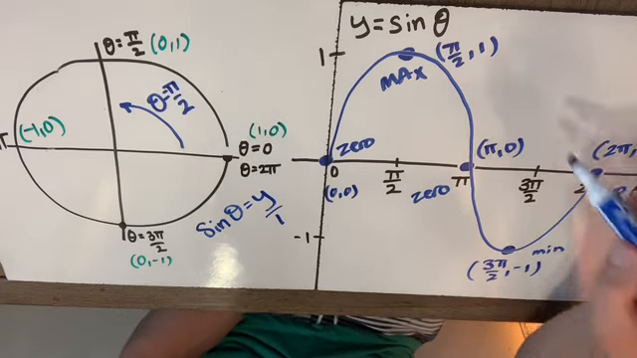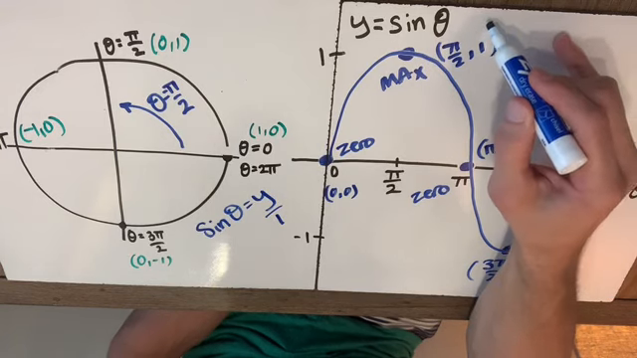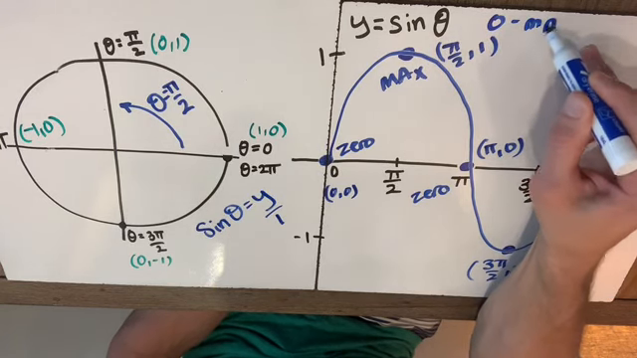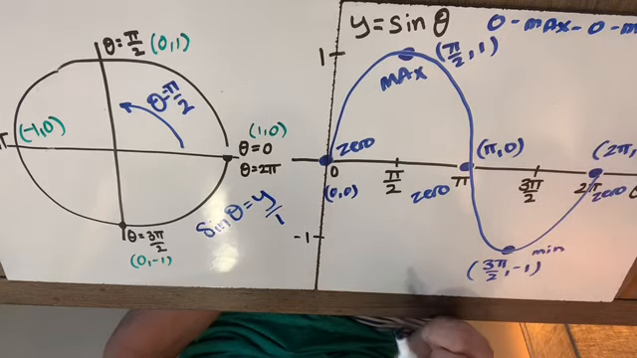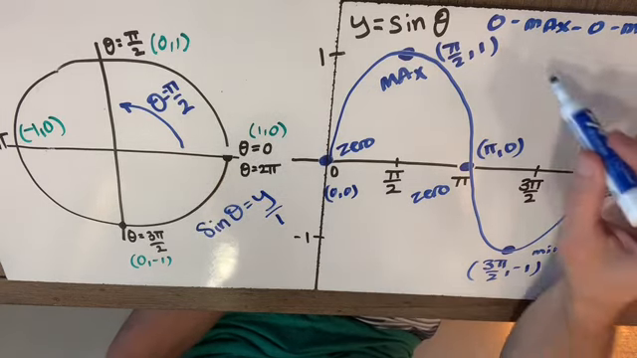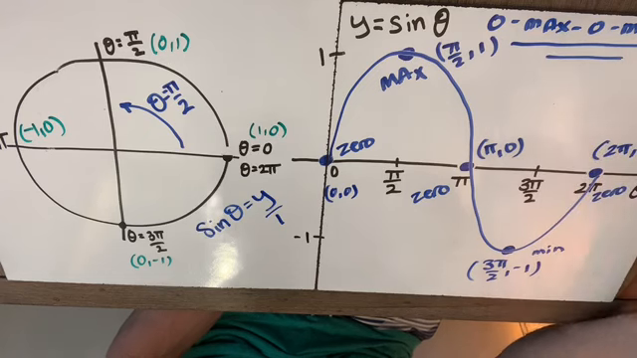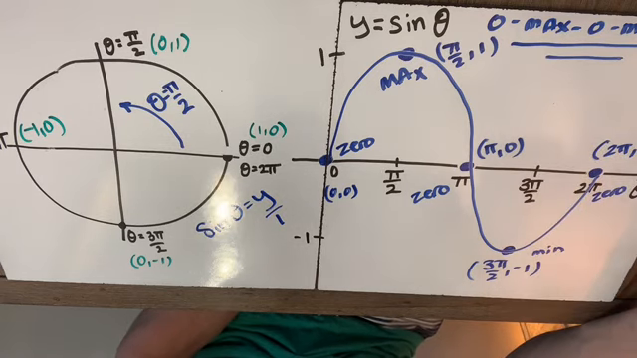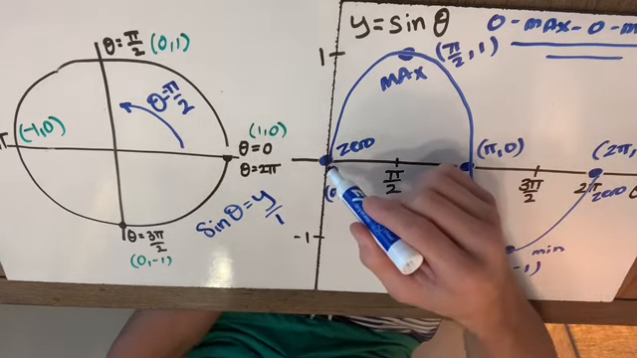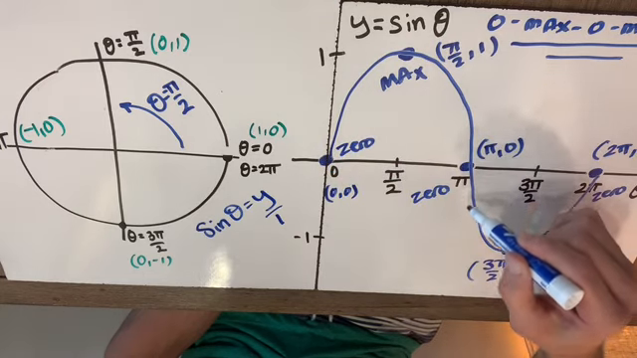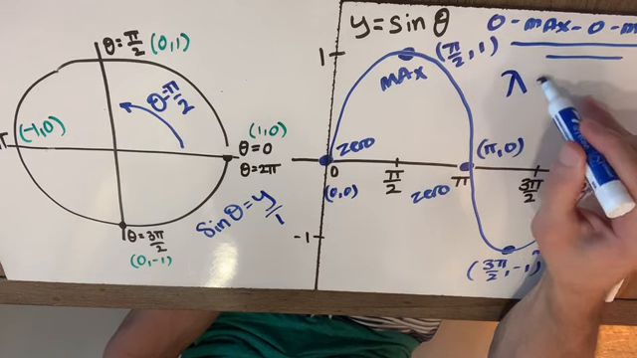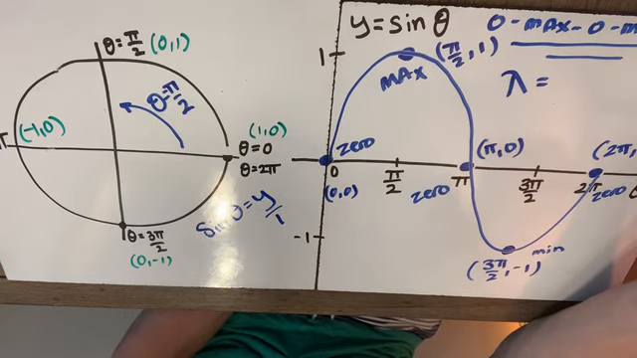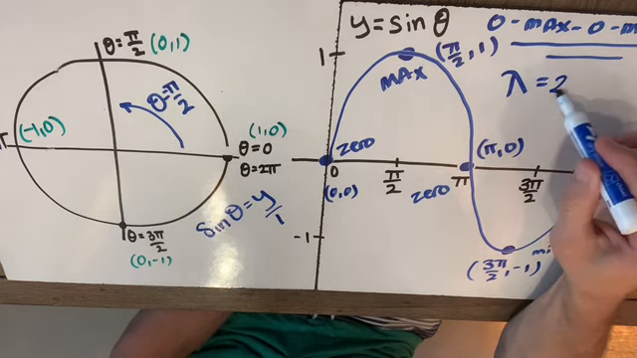So the 5-point pattern for this is 0 max, 0 min, 0. 0 max, 0 min, 0. That is our 5-point pattern for the sine curve. Notice that's a mountain and a valley. We say that the period, I'm drawing this, it looks like, well, it's a lambda. The period is 2 pi.